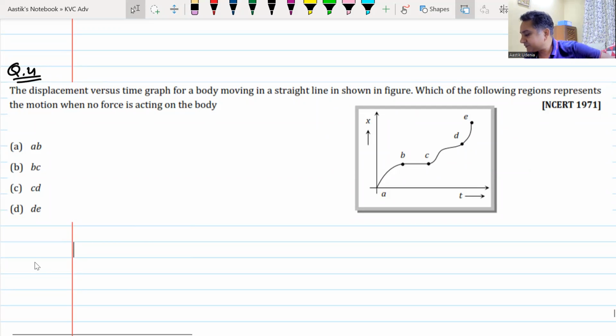Yes, my dear friends. Which part of the graph is there no slope? Right? Which, there is no force, not slope. There is no force.